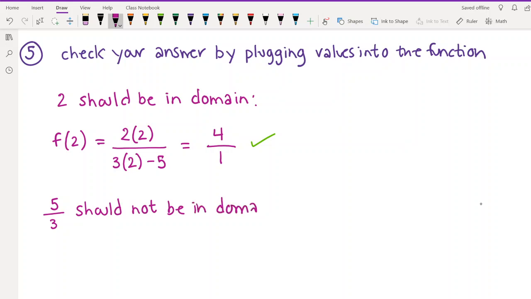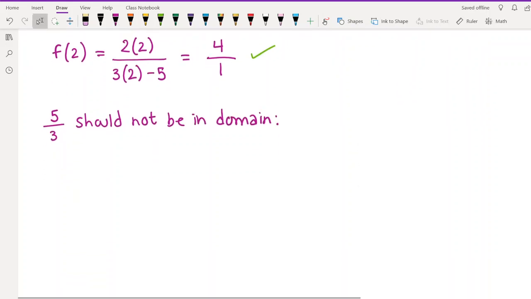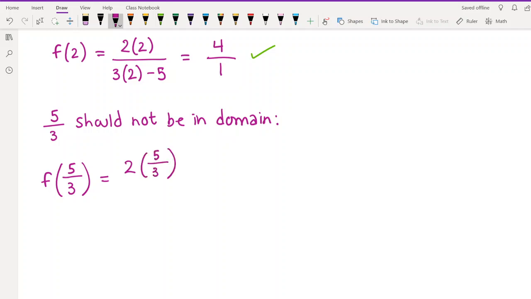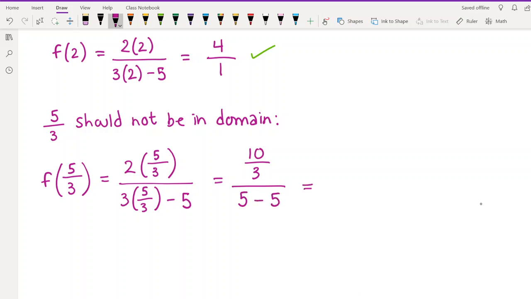Okay, so let's check that. If we plug in 5/3, in the numerator we get 2 times 5/3, because the numerator was 2x. And the denominator was 3 times x minus 5, so we have 3 times 5/3 minus 5. In the numerator we get 10 over 3. In the denominator, if you multiply 3 times 5 over 3, that becomes 5, so we have 5 minus 5. This simplifies to 10 over 3 over 0, which is undefined.